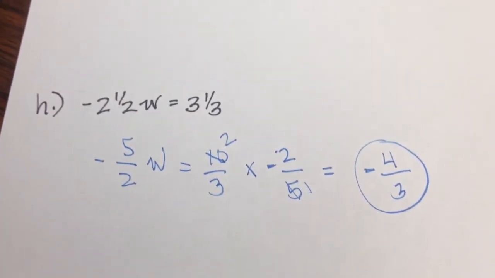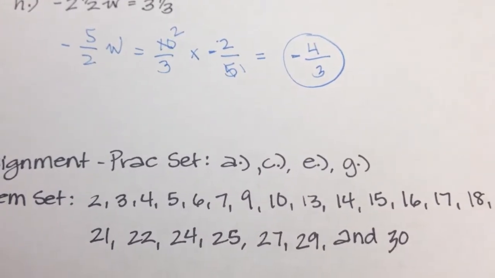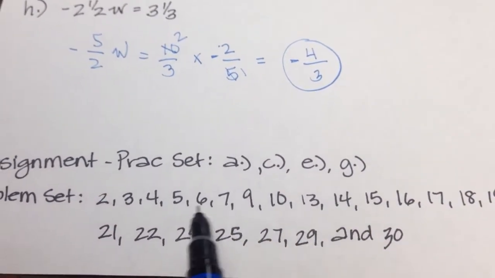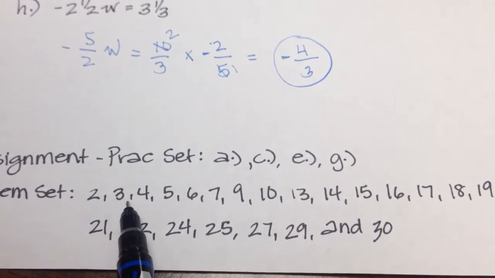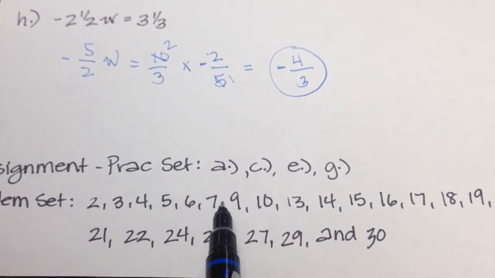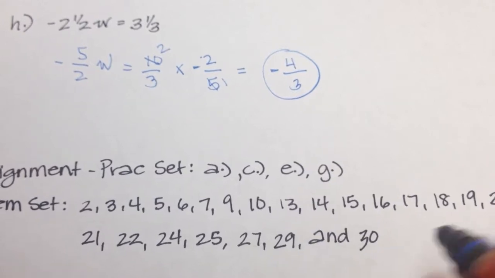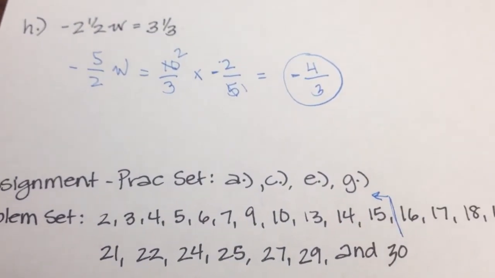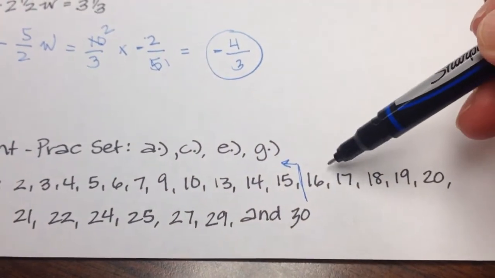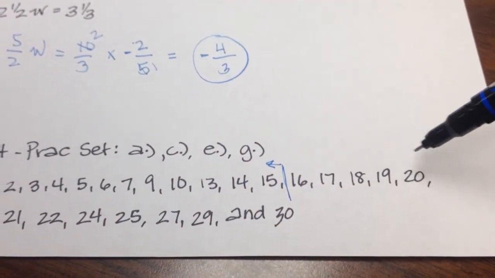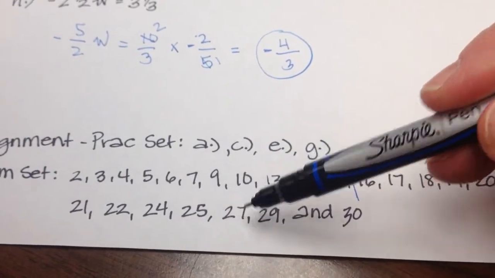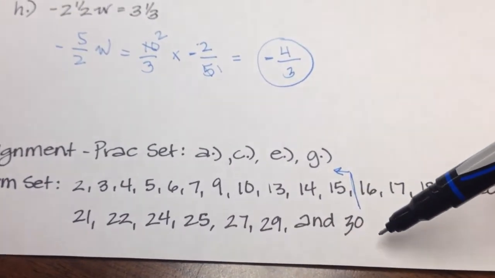So this is what you are going to do. You are going to do A, C, E, and G of the practice set. Then you are going to do 2, 3, 4, 5, 6, 7, 9, 10, 13, 14, 15. And you're going to have that much done before class. Then 16, 17, 18, 19, 20, 21, 22, 24, 25, 27, 29, and 30.